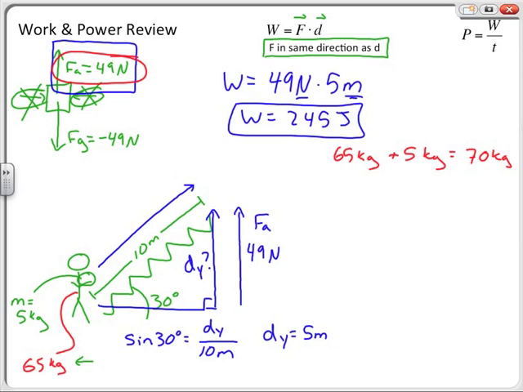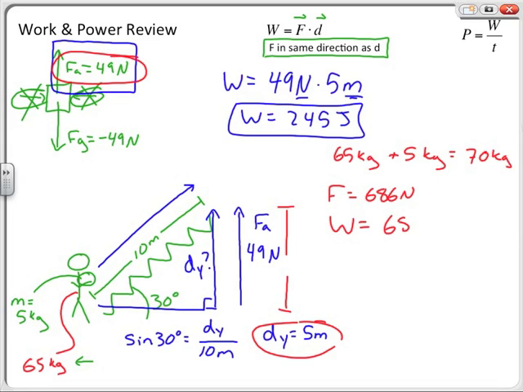This isn't going to change my problem too much, because now my new force associated with this is 686 newtons. You'll notice though that my total displacement was still from here to here, and that's the 5 meters that we solved before. So now the overall work for moving me and the ball is going to be 686 newtons times my 5 meters. I'm going to do 3,430 joules of work to get me and the ball up the stairs.